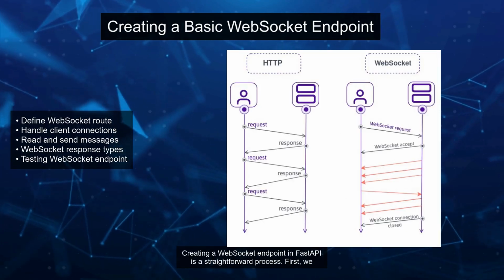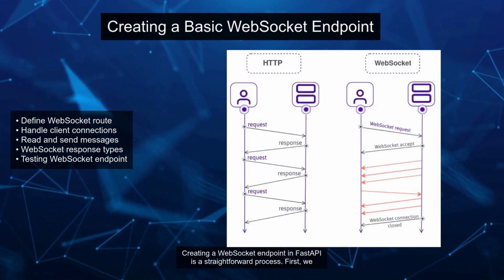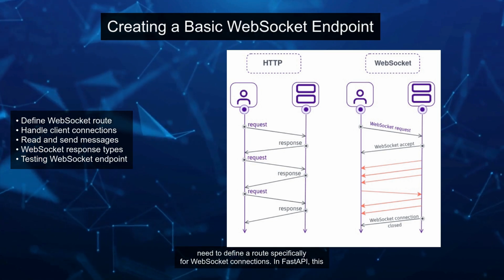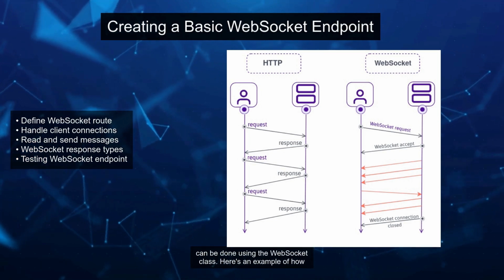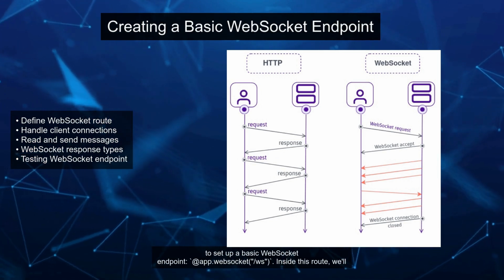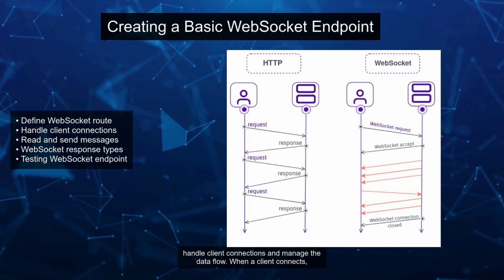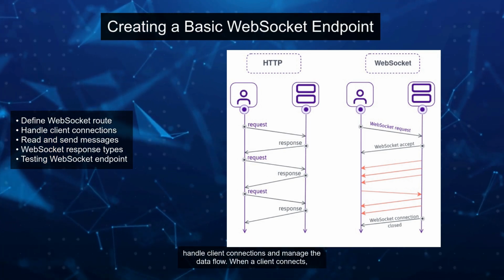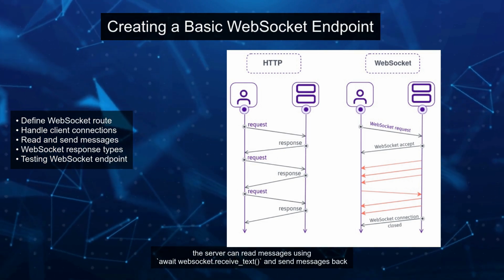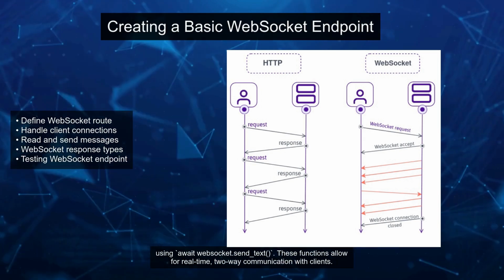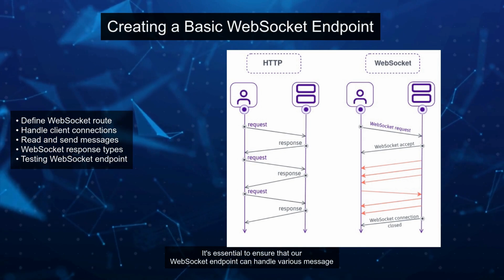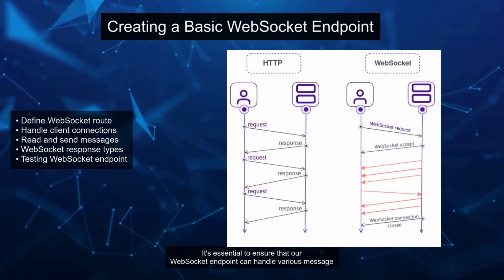Creating a WebSocket endpoint in FastAPI is a straightforward process. First, we need to define a route specifically for WebSocket connections. In FastAPI, this can be done using the WebSocket class. Here's an example of how to set up a basic WebSocket endpoint at @app.websocket("/ws"). Inside this route, we'll handle client connections and manage the data flow. When a client connects, the server can read messages using await websocket.receive_text and send messages back using await websocket.send_text. These functions allow for real-time, two-way communication with clients.